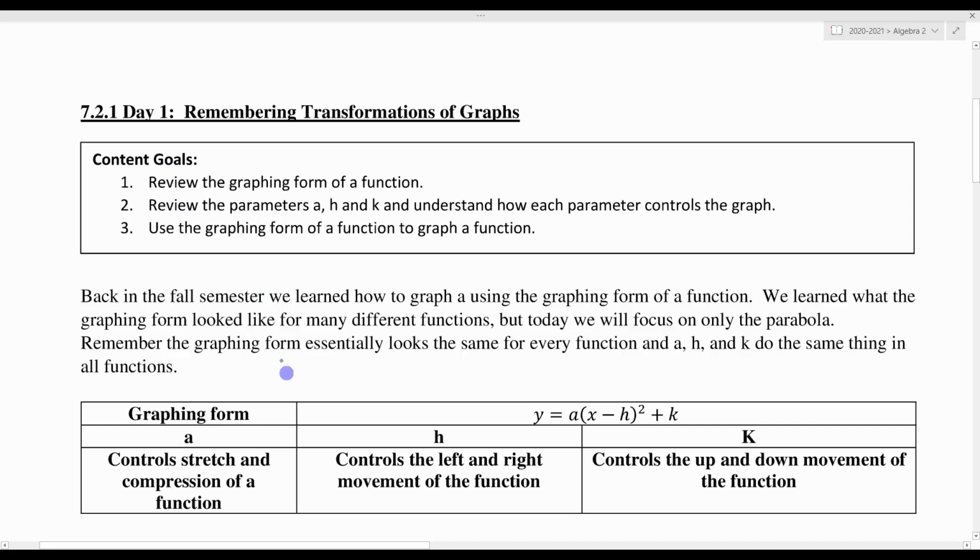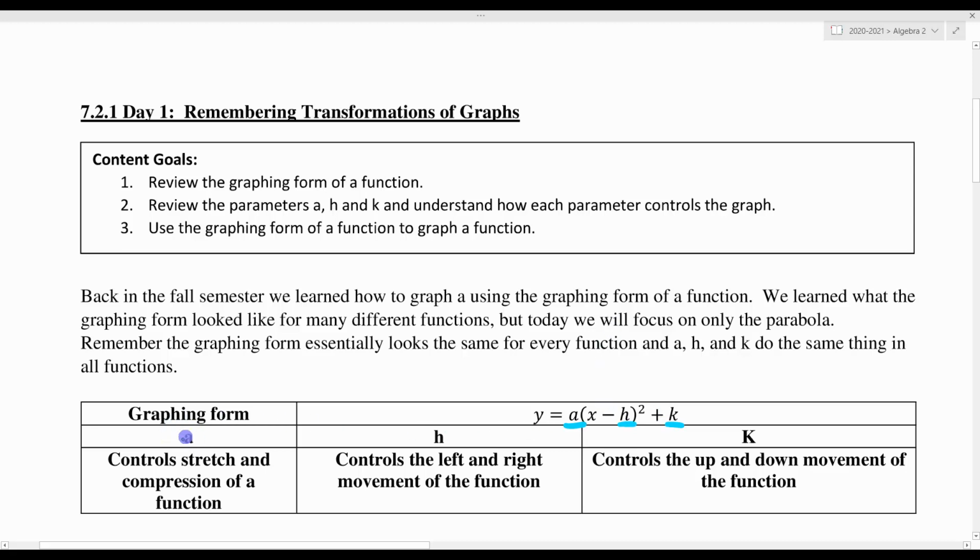All right, so just remember that the graphing form essentially looks the same for every function. So we see the graphing form here for a parabola. We're going to be focusing on parabolas today for review purposes. But remember that the a, the h, and the k in the graphing form essentially look the same for any kind of function, whether it's a cubic function or a square root function or a sine function, which we're going to be looking at tomorrow. So this is what the graphing form looks like, and you notice our a, our h, and our k values. These are the three parameters that control the movement of our graph.